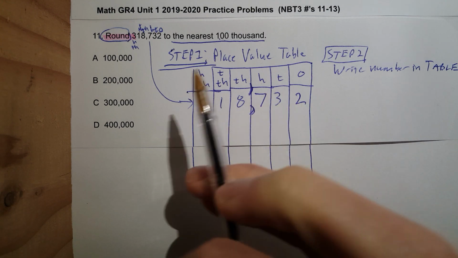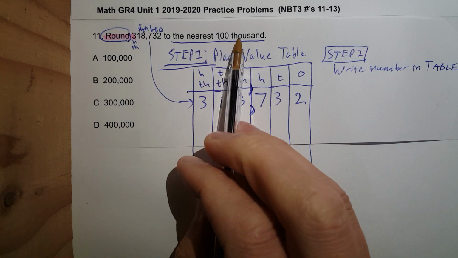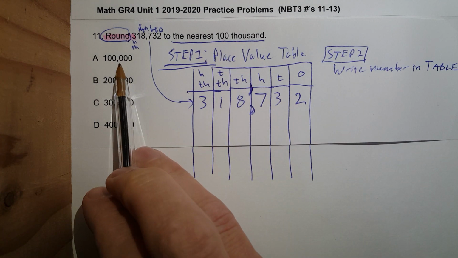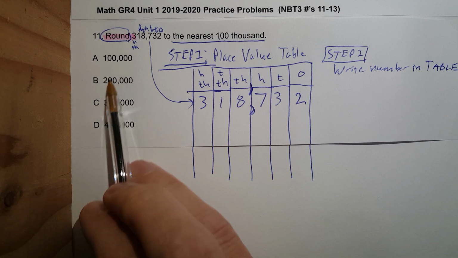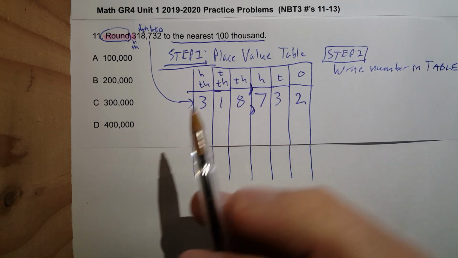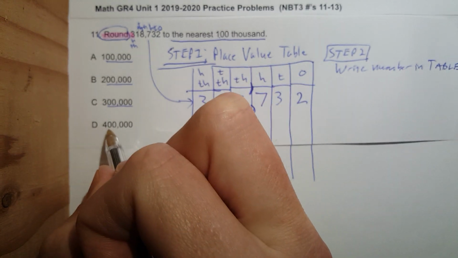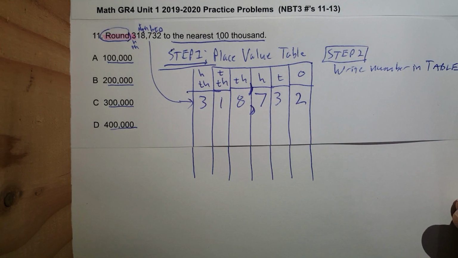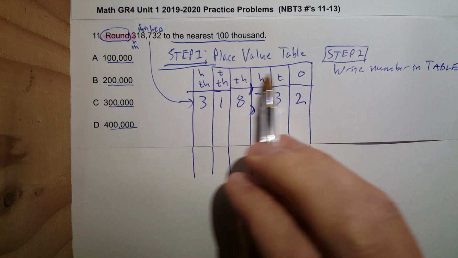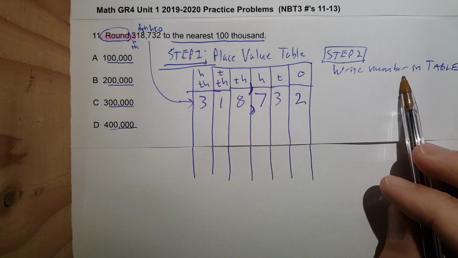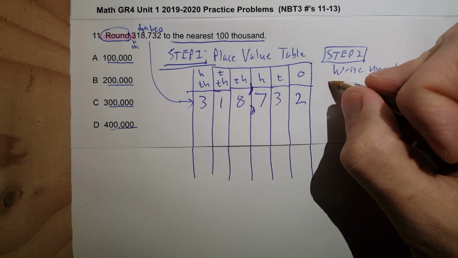Let's say the number in word form again. 318,732. Notice our possible choices. We are rounding to the nearest 100,000. So, possible answers: 100,000, 200,000, 300,000, 400,000. Notice how these are all zeros after. Okay? So, step 1, write out the place value table. Step 2, write the number in the table.